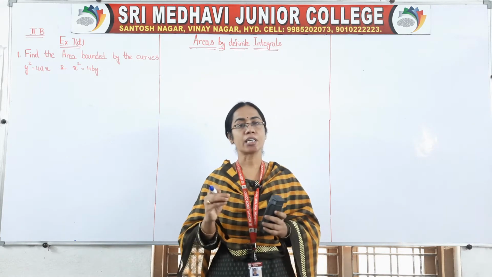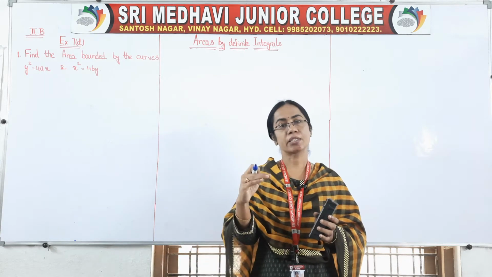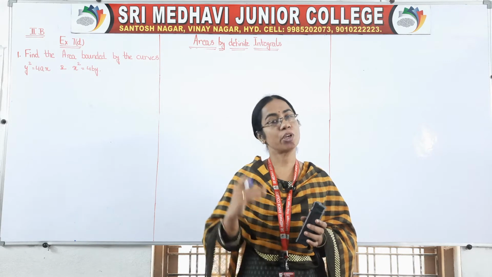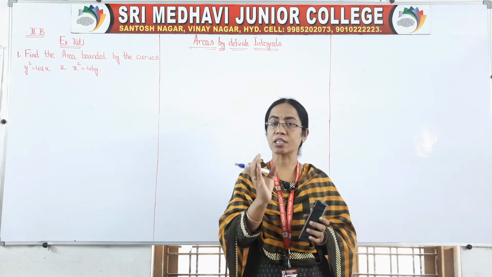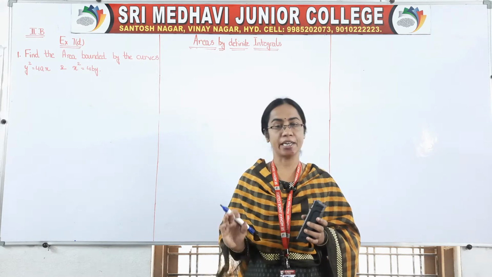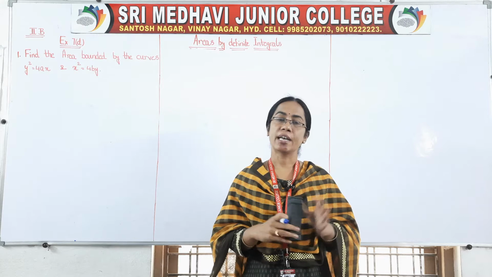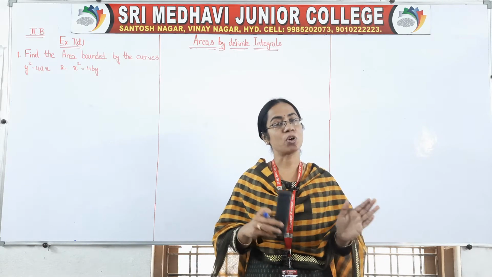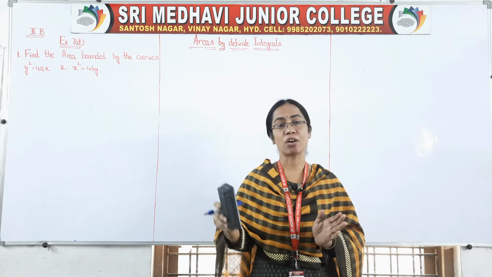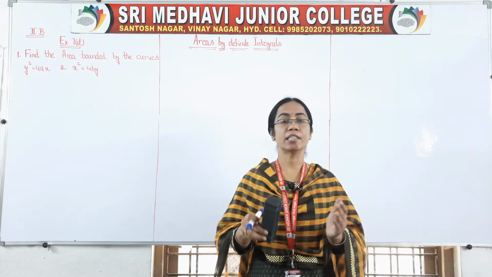But the thing is, suppose the area is above the x-axis, it will be positive. Below the x-axis, we have to take that curve equation as negative while finding the area, right? Similarly, if the curve is on the right side of the y-axis, it will be positive. If it is on the left side, we have to take the negative. For that sake, we have to draw the diagram.